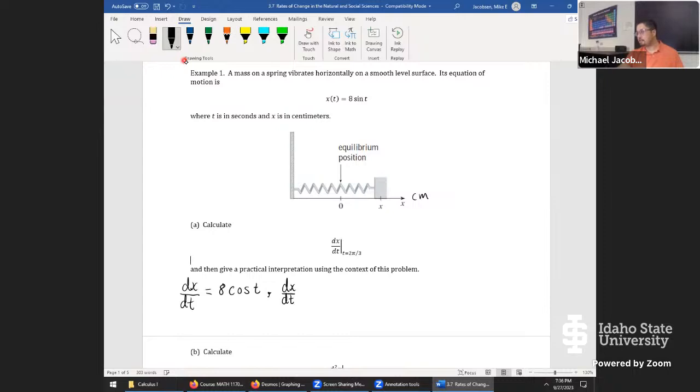dx/dt, when t equals 2 pi over 3, is going to be equal to 8 cosine 2 pi divided by 3. Now, at this stage, we have to calculate that. But on your exams, you'll always have a trig table, so that's going to be helpful.